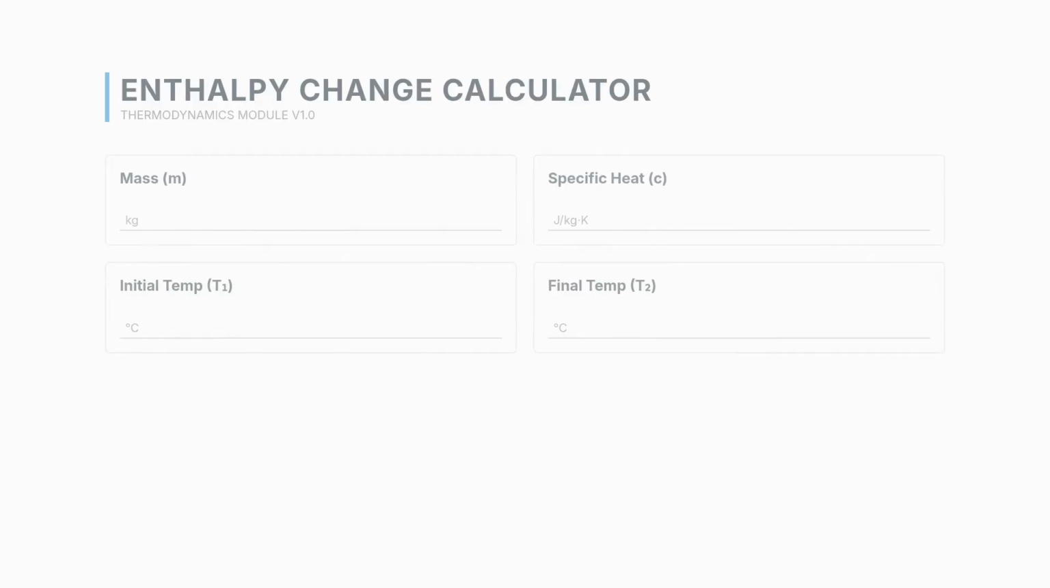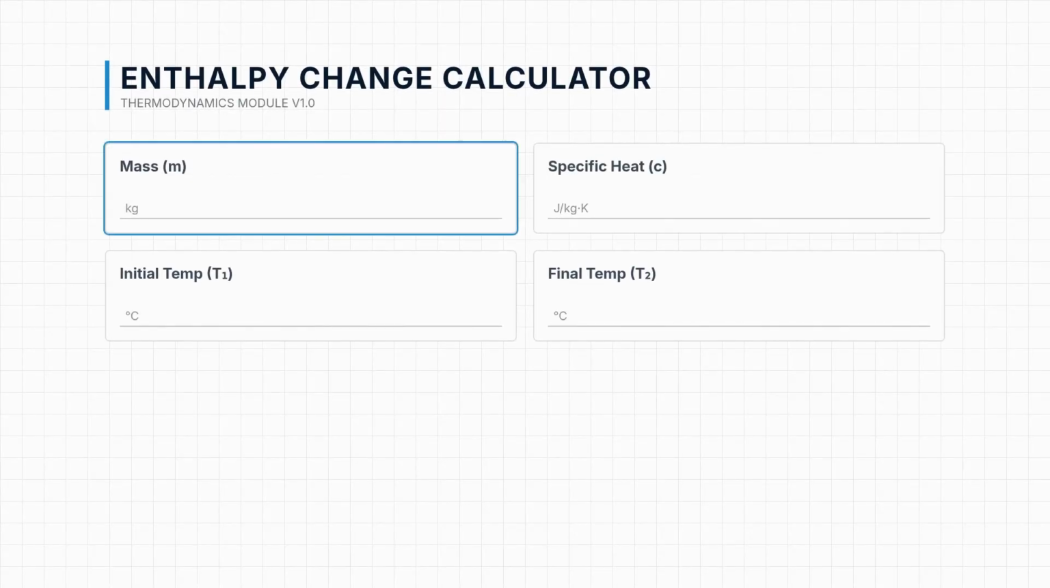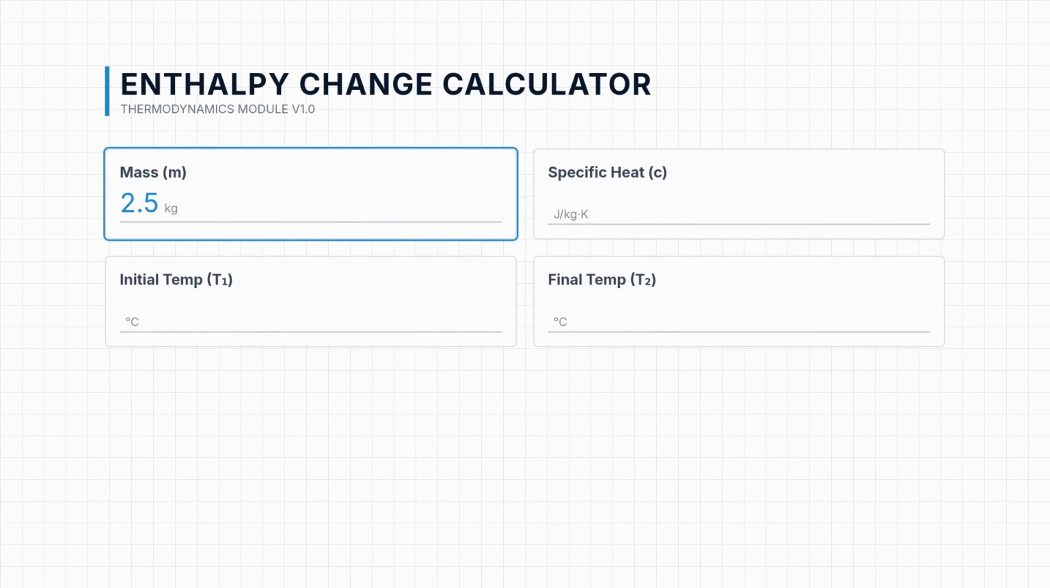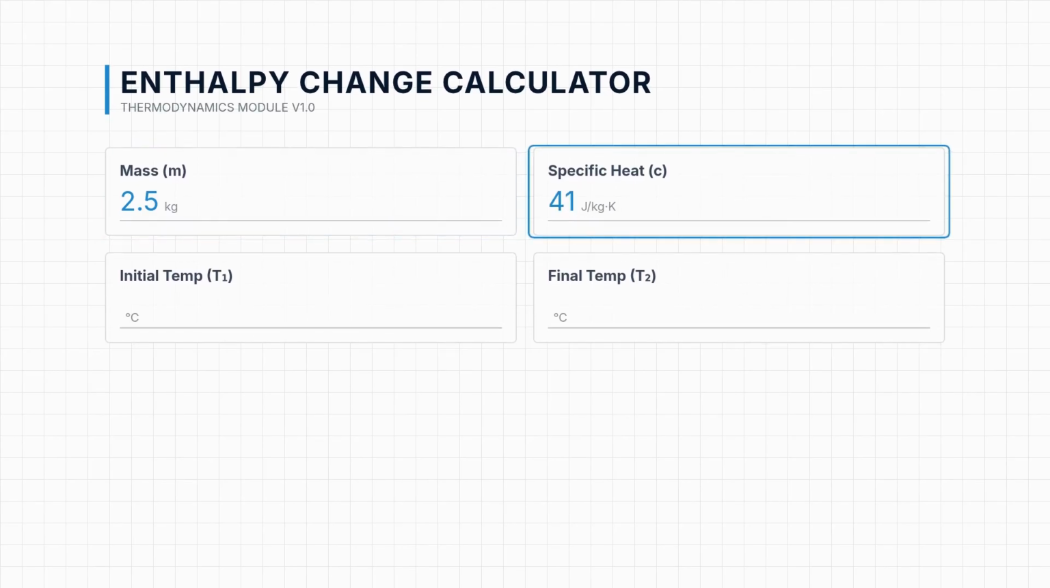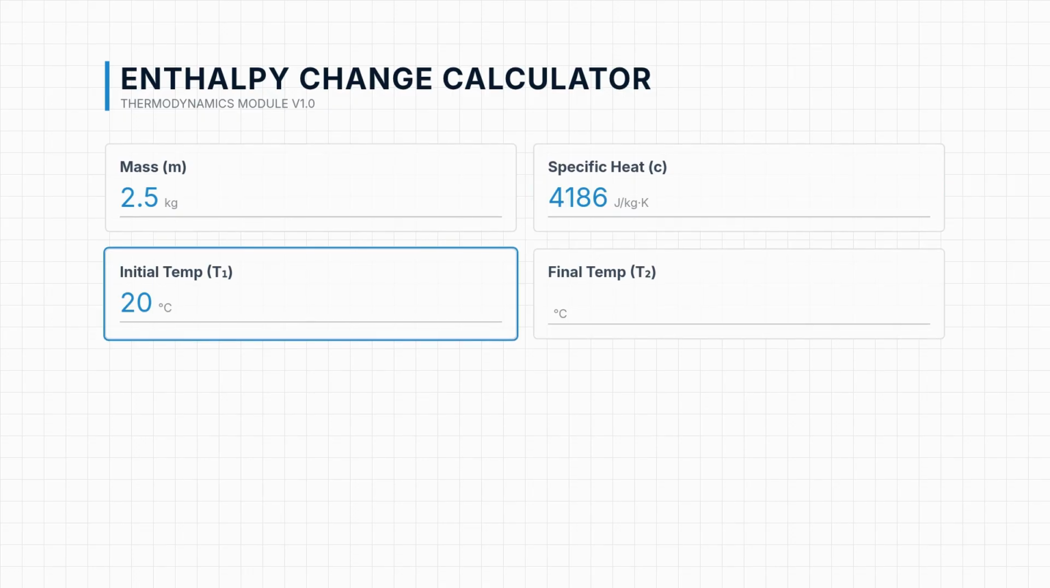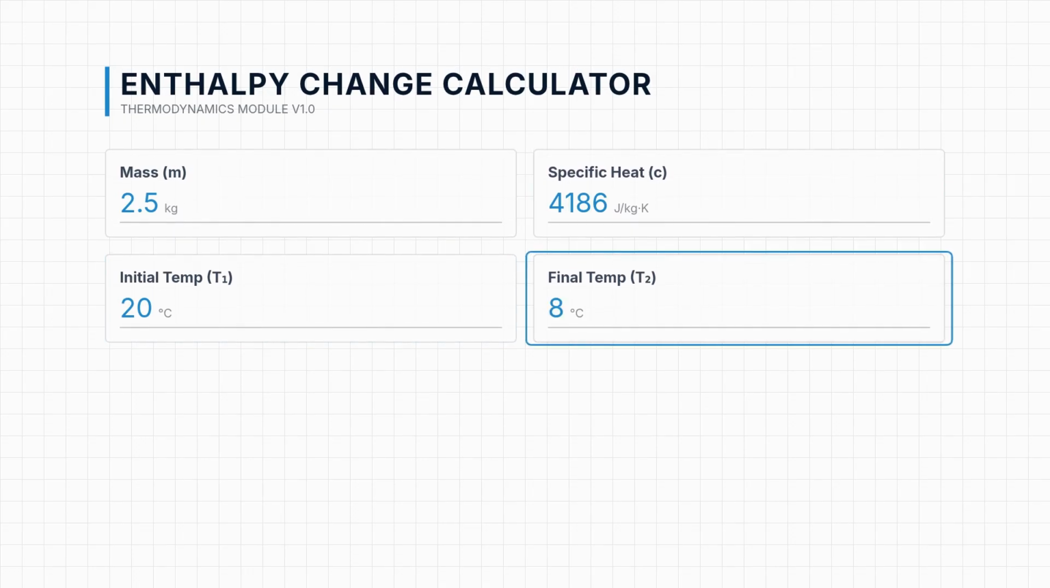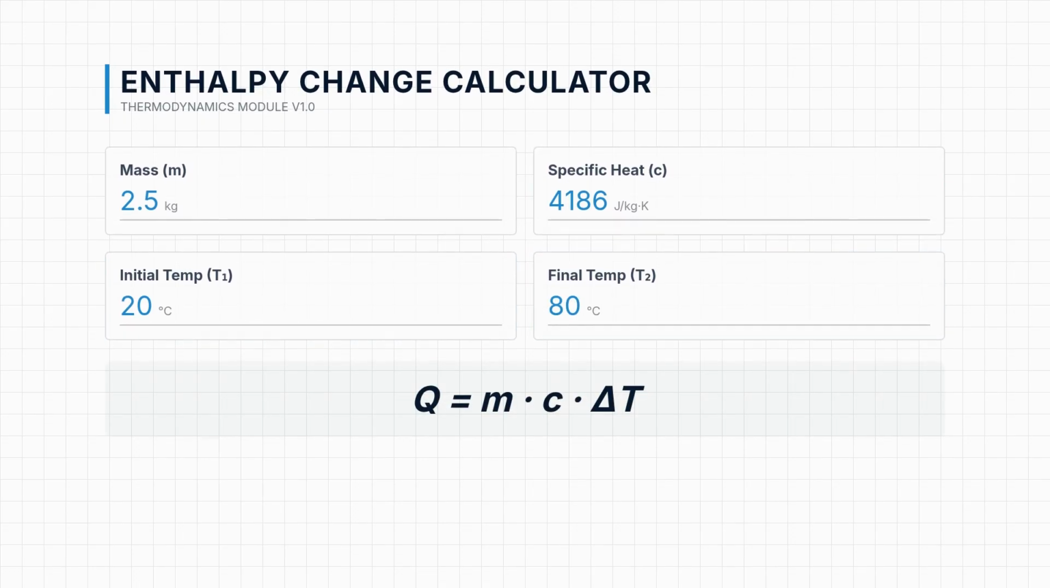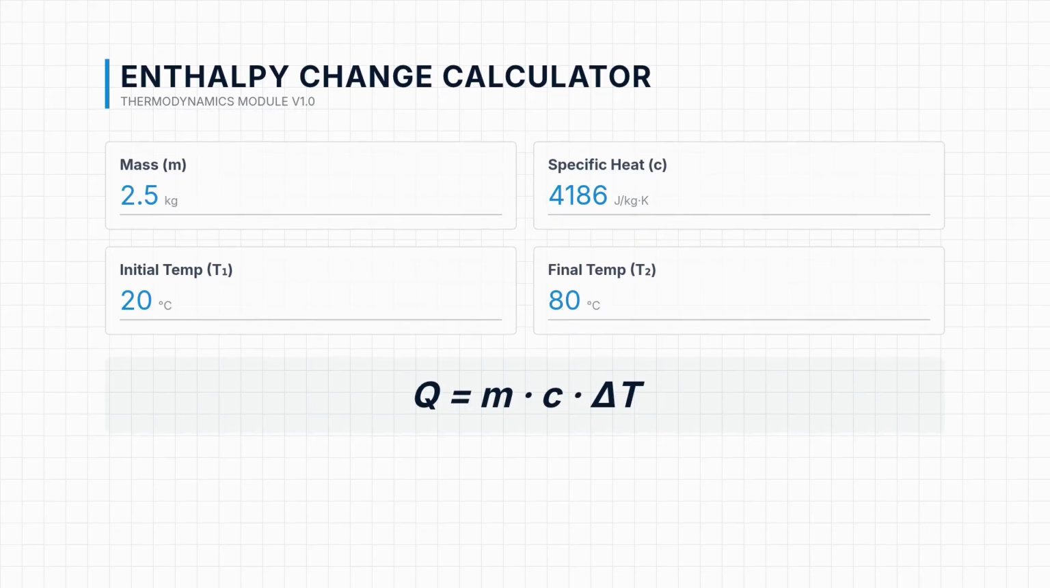For sensible heat calculations, enter your mass in kilograms, specific heat capacity in joules per kilogram Kelvin, initial temperature in Celsius, and final temperature in Celsius. Let me walk you through an example. I'll input mass equals 2.5 kilograms, specific heat capacity equals 4,186 joules per kilogram Kelvin, initial temperature equals 20 degrees Celsius, and final temperature equals 80 degrees Celsius.